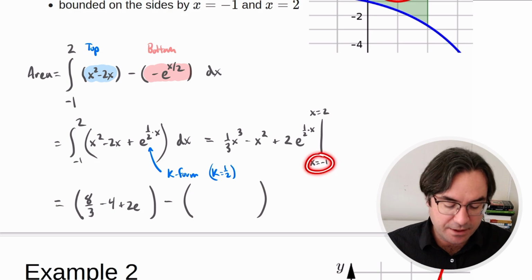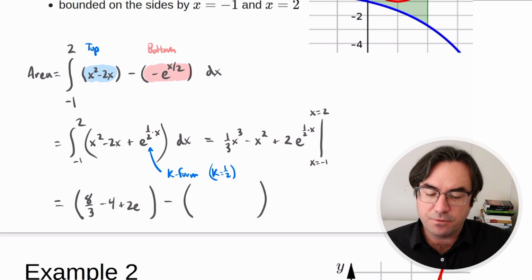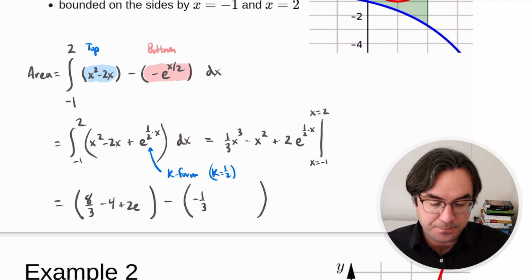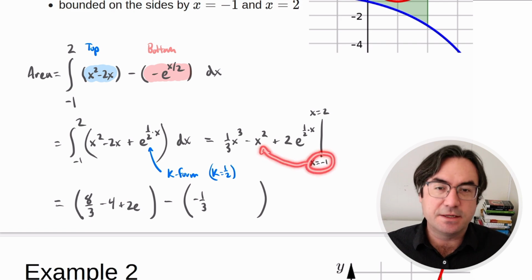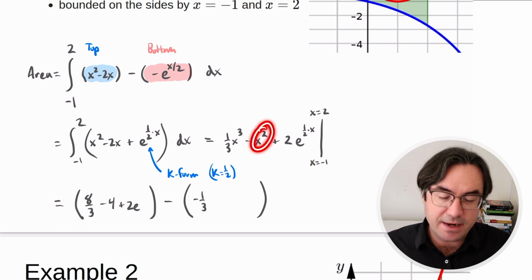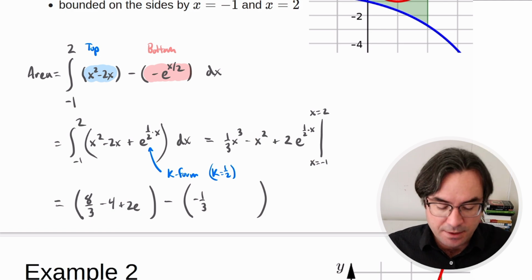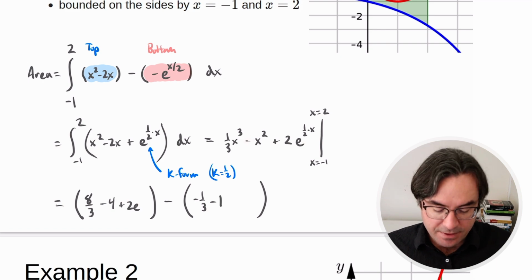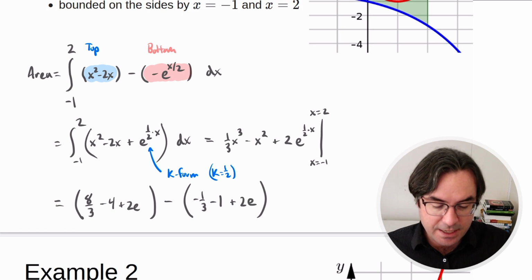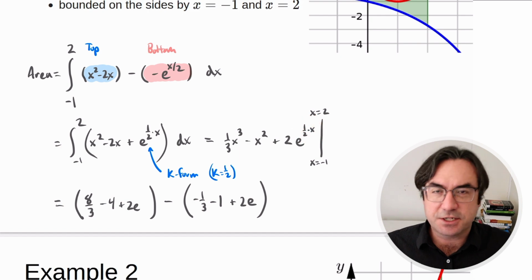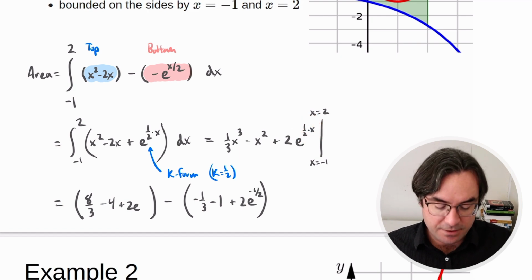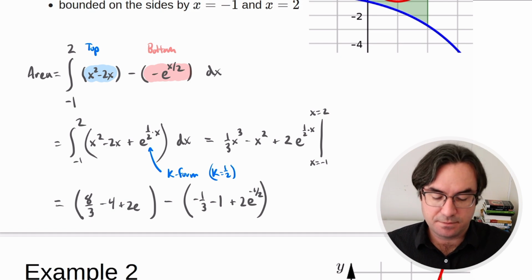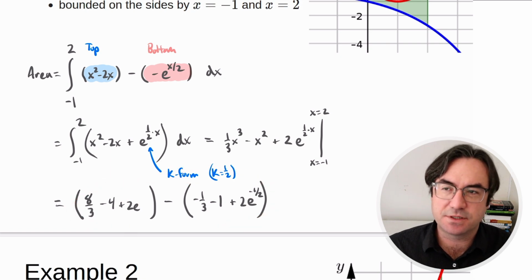And then we do the same thing with the -1. So we plug -1 in. -1 cubed is going to be -1, so we get -1/3. Then we plug -1 into the squared here. That's -1 squared, which is +1, but then we have this other negative in front, so it's going to go back to negative. So we'll have -1. And then finally, we'll have our +2e. And when we plug -1 into the exponent here, we're going to get -1/2. And perfectly fine, just leave it like that. You don't have to simplify.